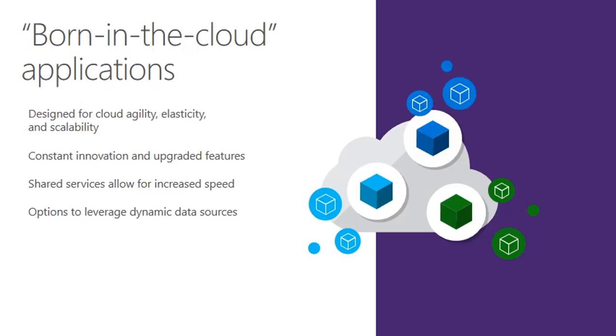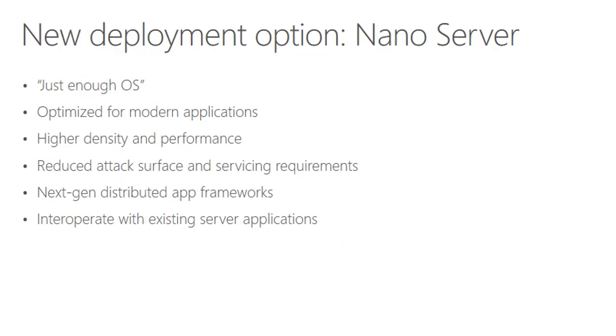What we're going to be doing is sharing services for increased speed, which gives us options to leverage some of the dynamic data sources we'll have access to. Now, I want to introduce you to a new deployment option in Windows Server that's really going to help us move towards consolidation, and also strengthen and allow us to distribute those next generation born in the cloud applications. Windows Server 2016 has a new deployment option that we call Nano Server. And this is what we call just enough OS.